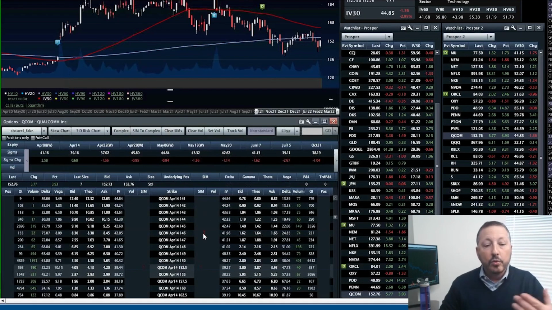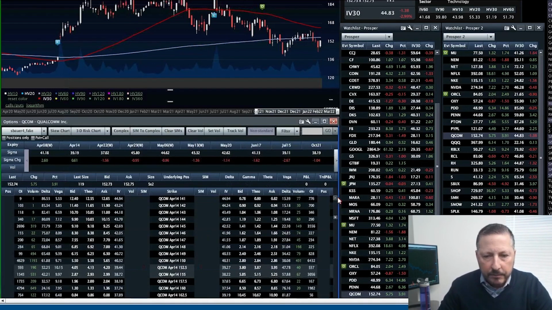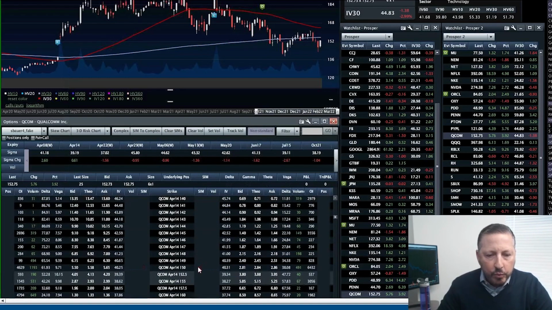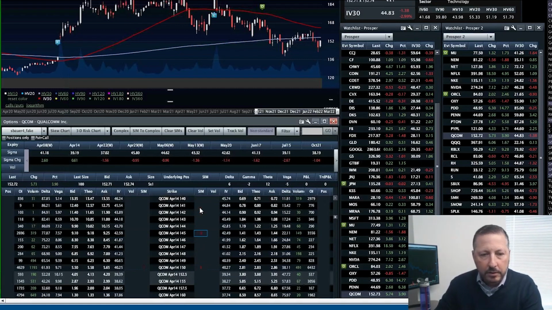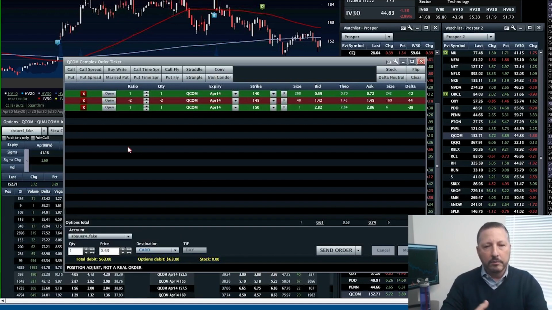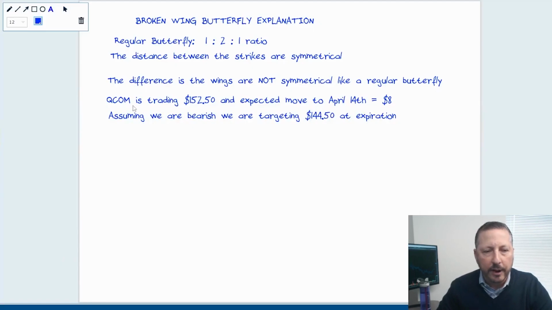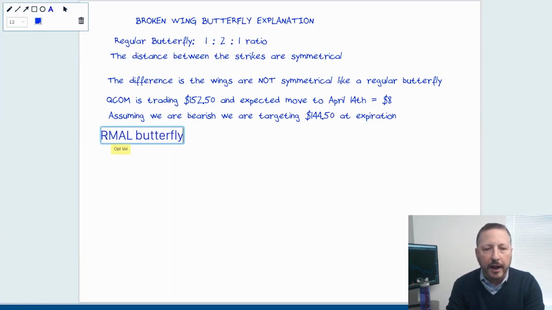Okay, so if we were putting on a bearish butterfly, a regular put butterfly, we might put on the 150, 145, 140, where our long put spread is $5 wide, and the short put spread is also $5 wide. So a normal butterfly might be the 150, 145, 140.